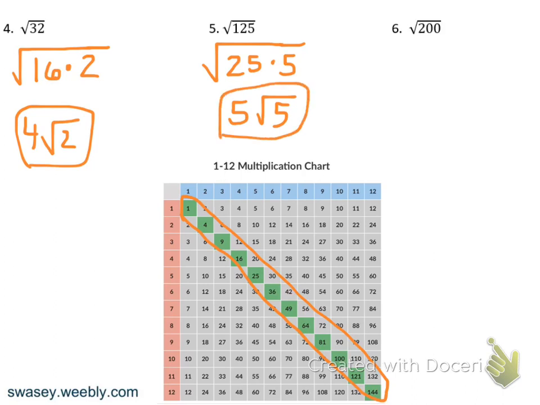Number 6, you've got the square root of 200. It's not a perfect square, but 100 is a perfect square factor. 100 times 2 is 200. The square root of 100 is 10, so we have 10 square root 2.